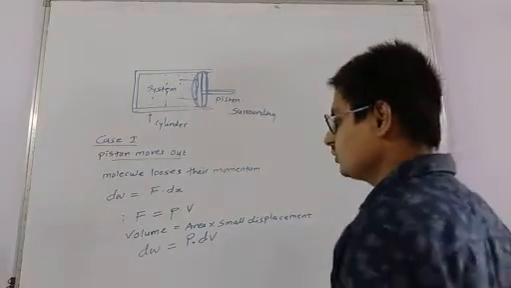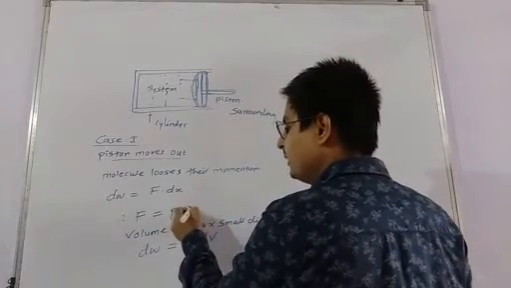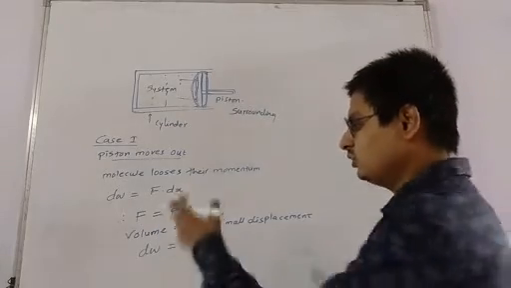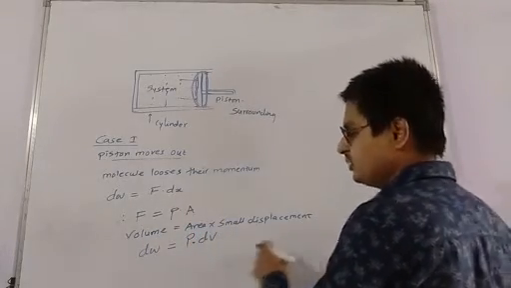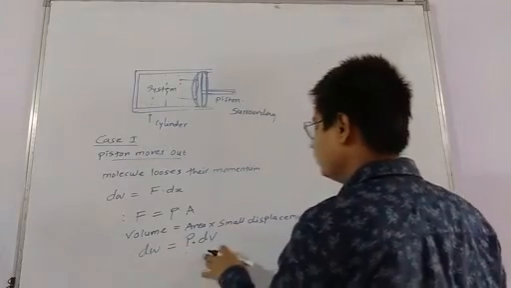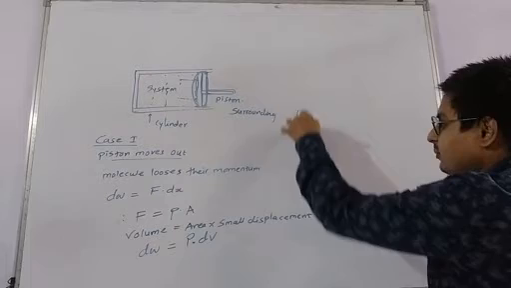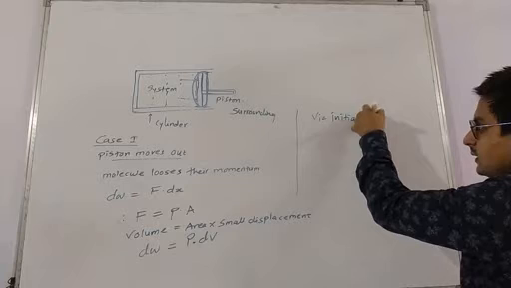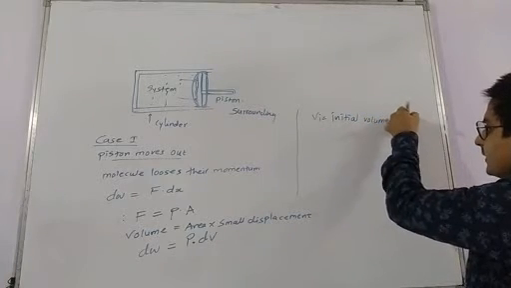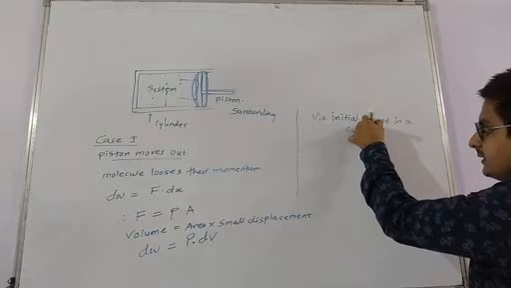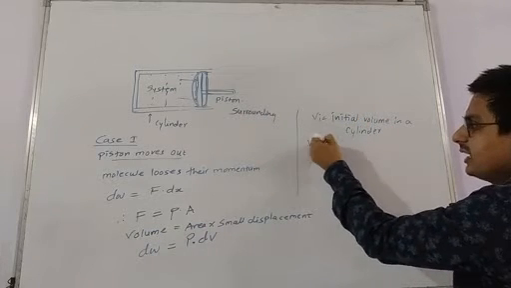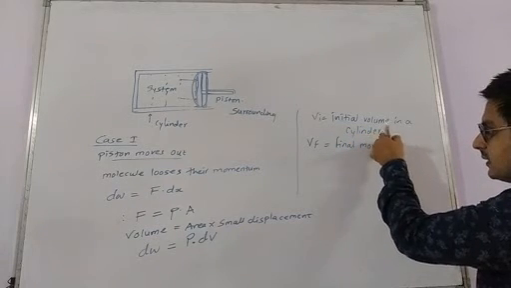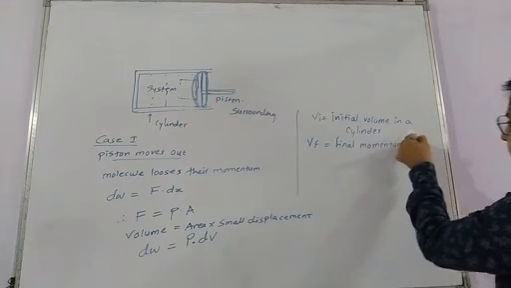A small correction, sorry. Here the formula is F is equal to P into A. So the volume is equal to area into small displacement, so we can get the formula dW equal to P into dV. Suppose we decide Vi is the initial volume in a cylinder, and when the piston moves outside, Vf is the final volume in a cylinder.